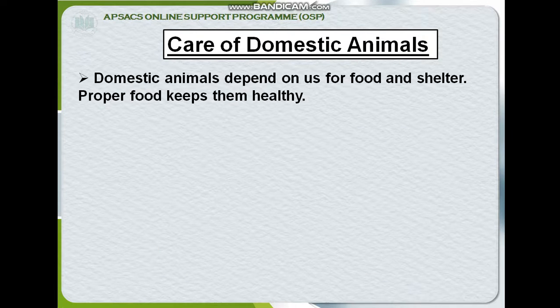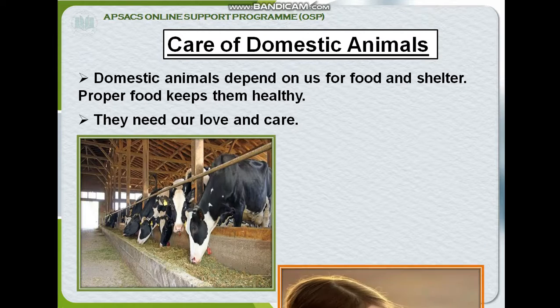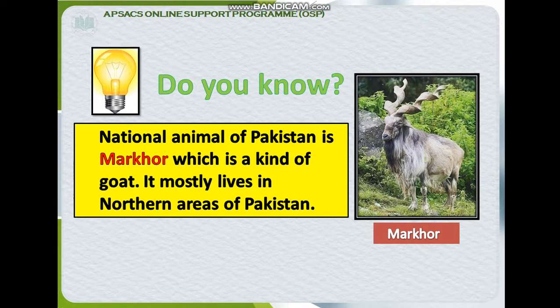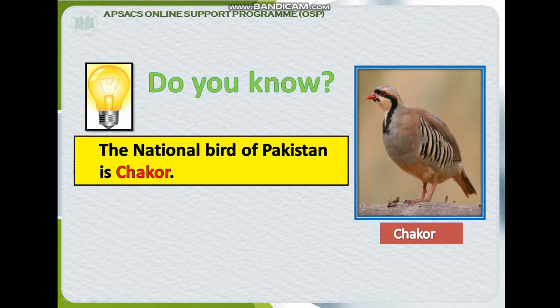Care of domestic animals. Domestic animals depend on us for food and shelter. Proper food keeps them healthy. They need our love and care. Do you know, students? National animal of Pakistan is markhor, which is a kind of goat. It mostly lives in northern areas of Pakistan. Look at this picture, it's a markhor. Do you know the national bird of Pakistan is chakor? Look at this picture, it's a chakor.